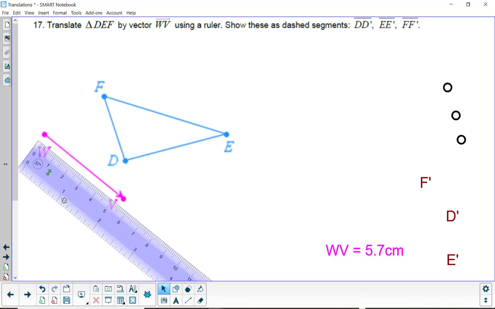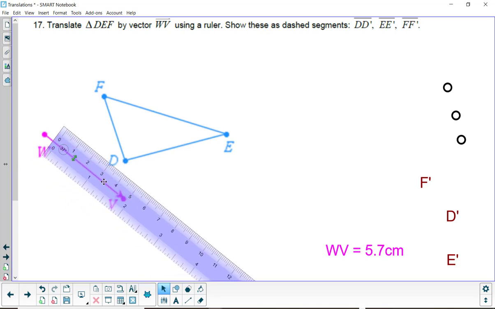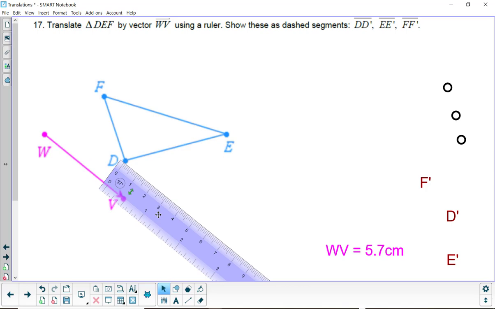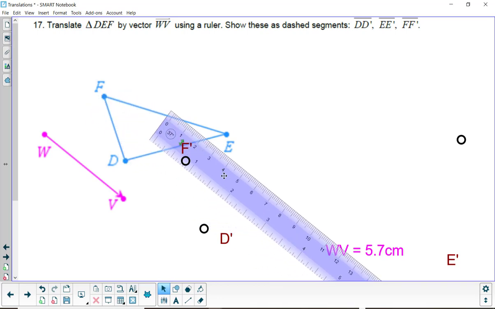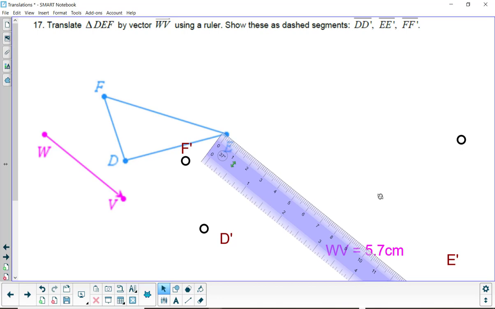So what I'm going to do next is I'm going to grab the ruler. I'm going to try to keep the same slant and put 0 on point D. And at 5.7, I'm going to put a point. And that's going to be my D prime. Slide along using the same slant. F will be 5.7 centimeters away as well. So there would be F prime. And keeping that same slant or slope, down here, 5.7 centimeters will be E prime.